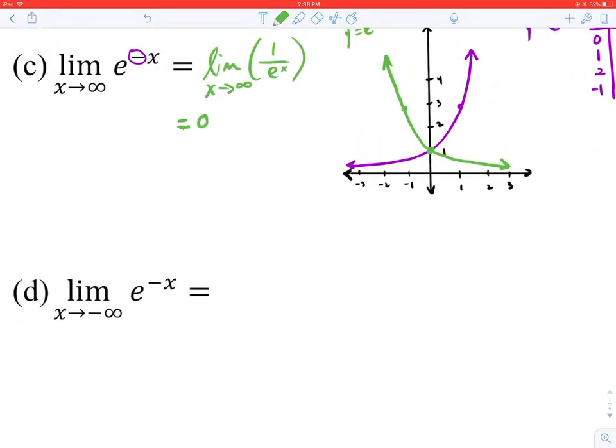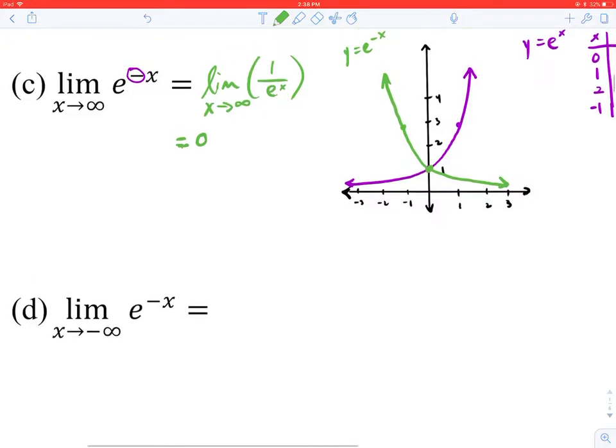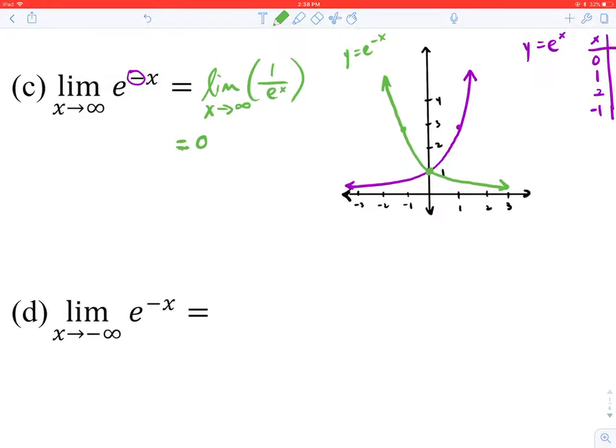Okay, and then the limit of e to the negative x as x approaches negative infinity, we can see from our graph that will be positive infinity. If you think about substituting smaller and smaller values in for x, like negative 100, negative 1,000, negative 1 million, because of this negative, you'll end up raising e to larger and larger powers, meaning our y values will end up approaching infinity.